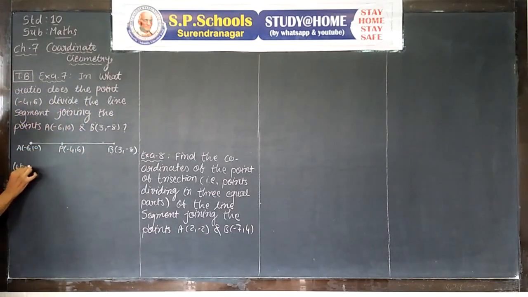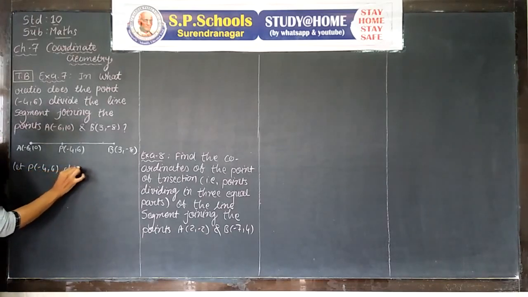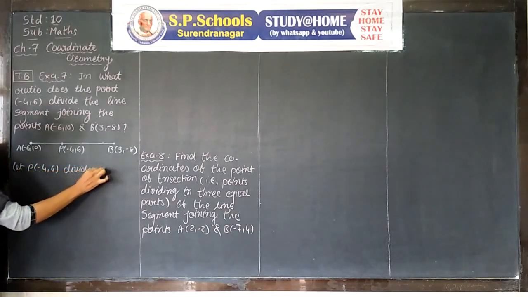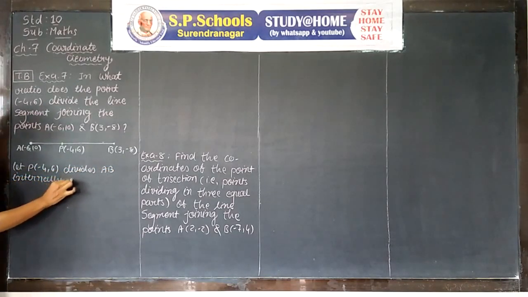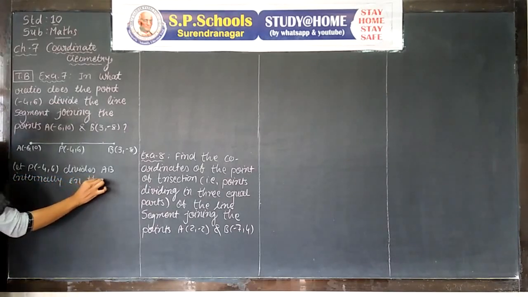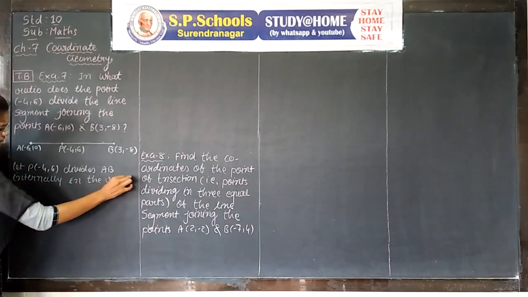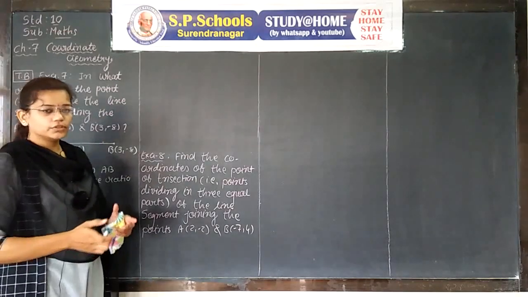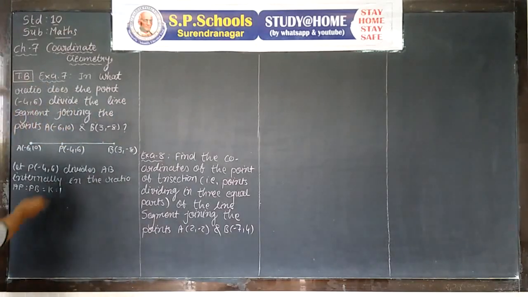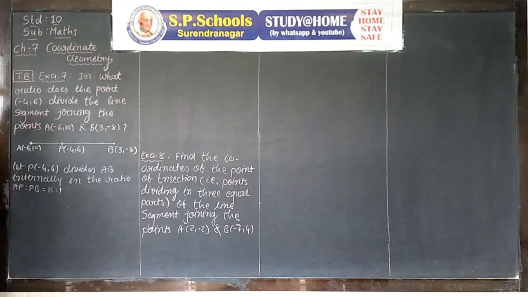Let P(-4, 6) divide AB internally in the ratio AP : PB equals k : 1. We don't know the ratio. We would like to find the ratio in which the point P divides line segment AB.